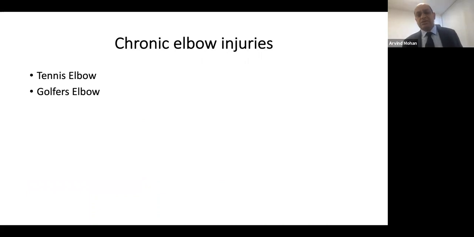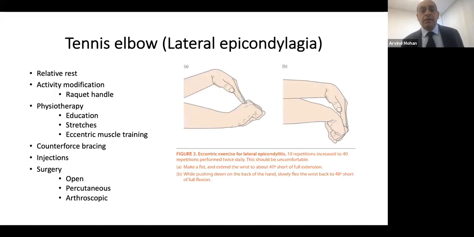Again, common things which you'll see are tennis elbow and golfer's elbow, golfer's elbow being on the medial side and tennis elbow on the lateral side. Treatment would remain non-operative to begin with. They usually would have done these things by the time they come to my practice, but I would have expected them to have done eccentric strengthening exercises for the respective muscle groups, depending upon which side it is.